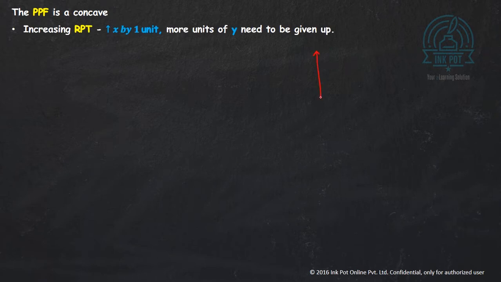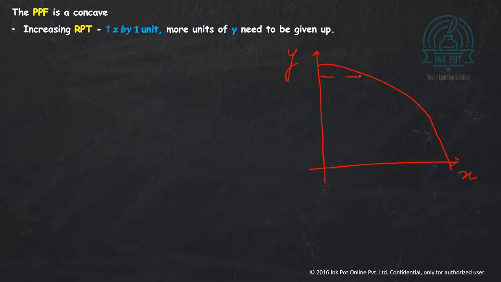What do you mean by increasing RPT? If this is my PPF which is concave, we have X here, we have Y here. We keep on giving equal gaps on the x-axis, and I see that this gap has increased to this much. For the next one, the gap will be even higher, which means if I keep on increasing x by 1 unit, then subsequently for each unit, more and more units of y need to be given up.